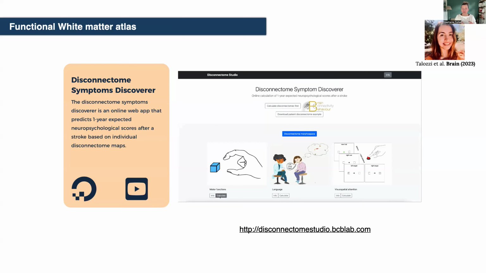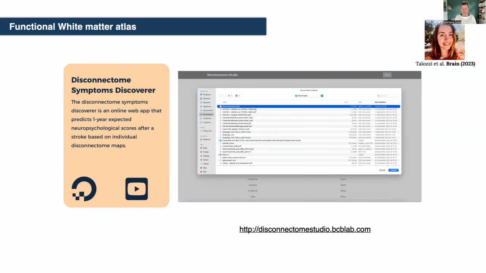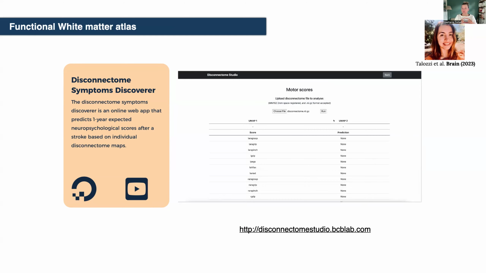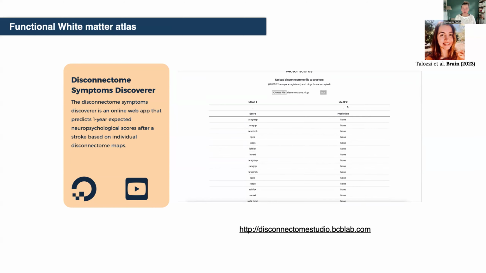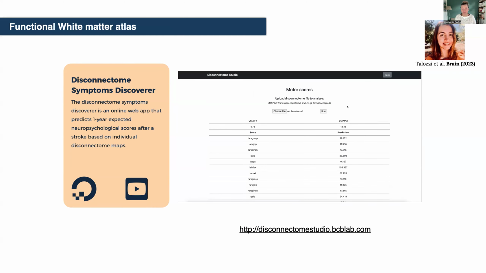Now, anyone can use that. It's a software that is running on a website. So if you just go to disconnectomestudio.bcblab.com, and all you need is a lesion mask of your patient, you can upload that, generate the disconnectome maps, and then calculate the score. Now, none of the data will be stored on the website. It's completely compliant with GDPR.